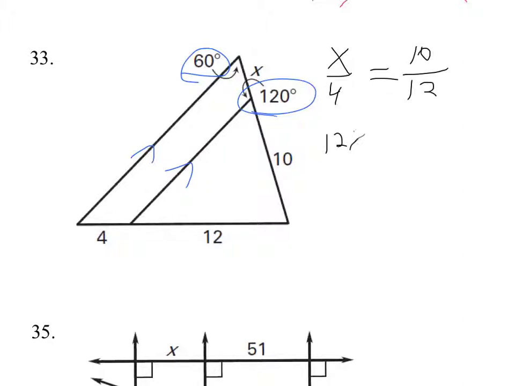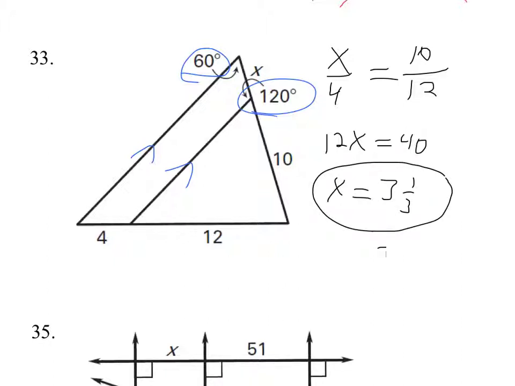And so cross multiply, we get 12x equals 40. Divide 40 by 12, and that comes out to 3 1/3, or 3.3 repeating.